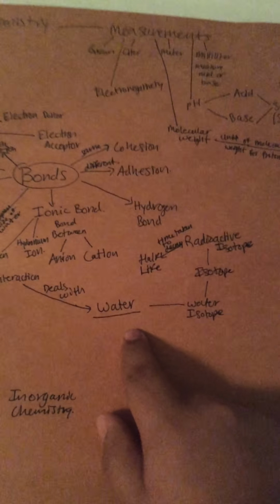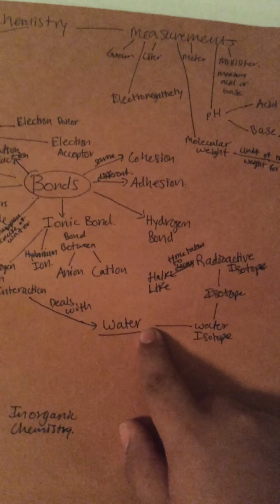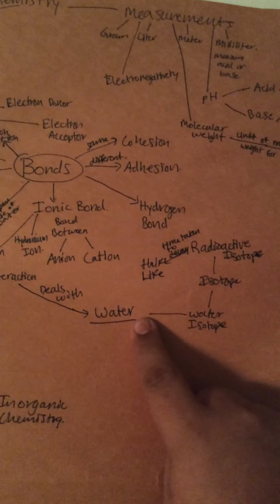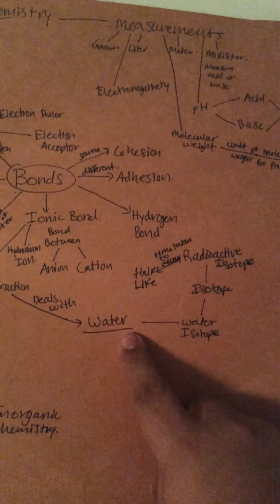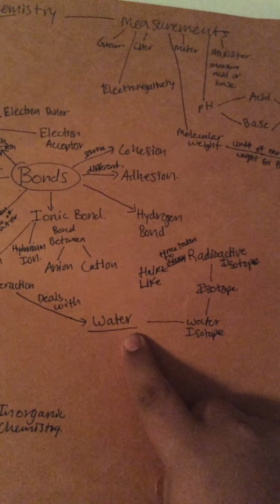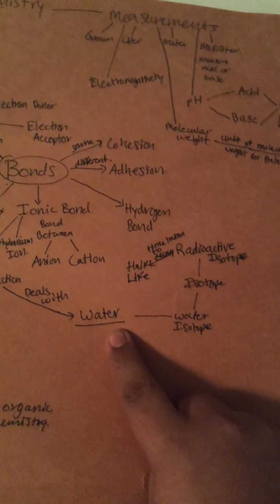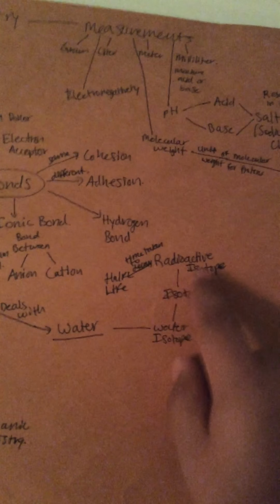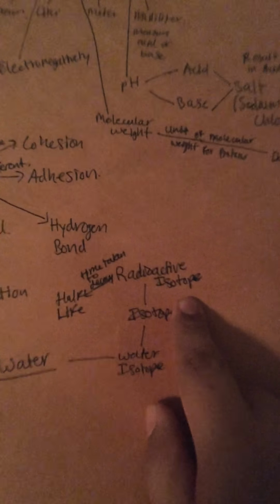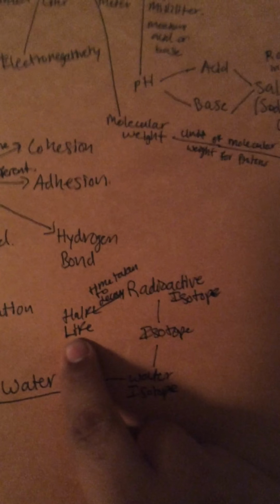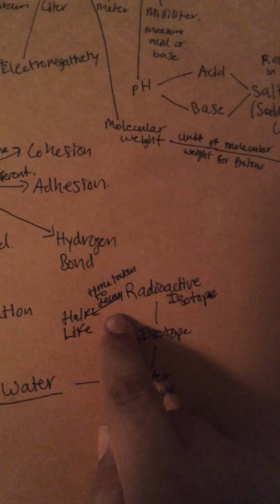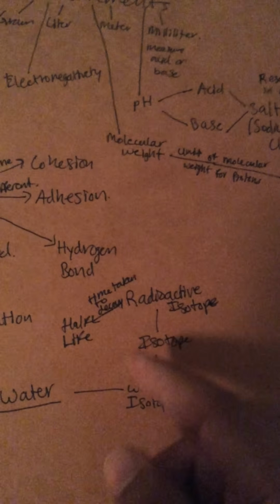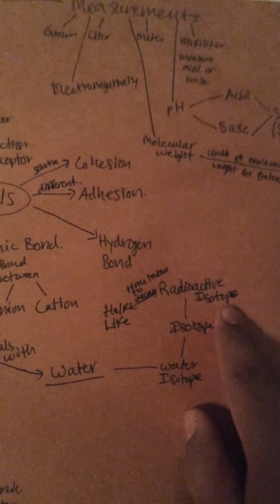And here we have water, which is the most fundamental form of liquid, and it is essential to every human being and every living animal. We all need water to live. We have water isotopes, and from isotopes we also have radioactive isotopes. We have here a half-life, which is the time taken to decay of a radioactive isotope.